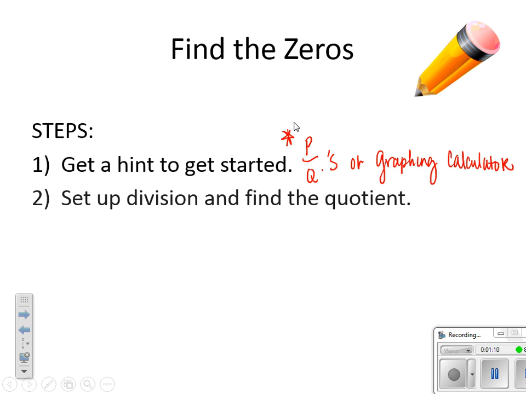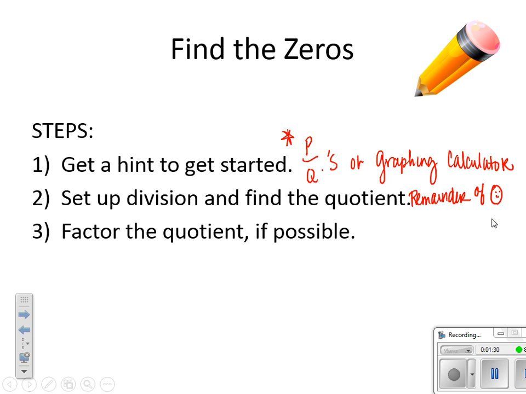Okay, so one way, we have to get a hint. The second step is we set up our division problem and we find the quotient. Now remember, the quotient has to have a remainder of 0. That's our smiley face 0. If it doesn't have a remainder of 0, you know you have to keep trying, okay? Then you factor the quotient if possible.